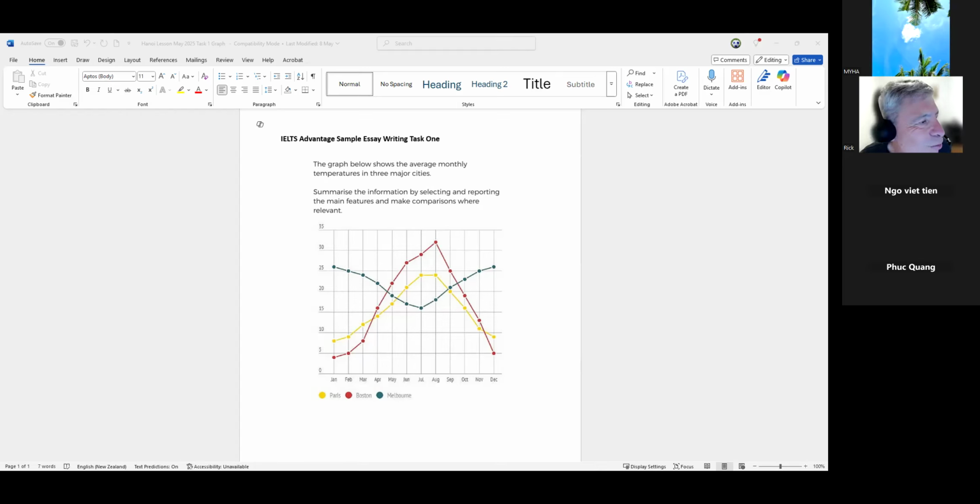The range of temperatures in Paris. Finish the sentence for me, Quang. The range of temperatures in Paris is in between Melbourne and Boston. Correct, very good, Quang. So you put Paris in the middle of the sentence: the range of temperatures in Paris is in between Melbourne and Boston.